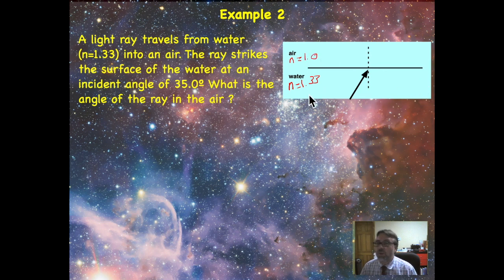That means in the water, I'm going from a slow material into the air, which will be a fast material. That means that this light ray should bend away from the normal line. And I expect this angle, the angle in the air, to be larger than this angle. Now they tell me that this angle in the water is 35 degrees.